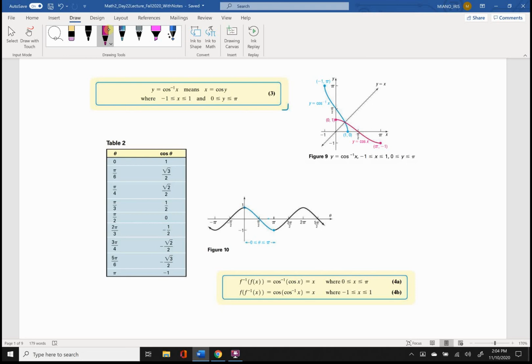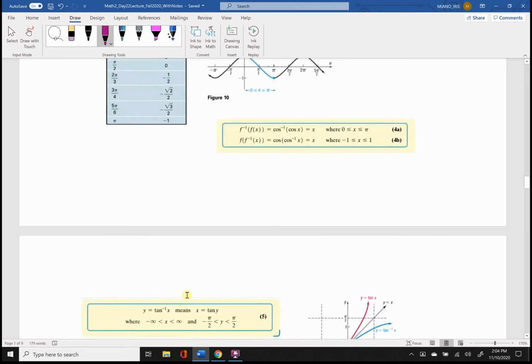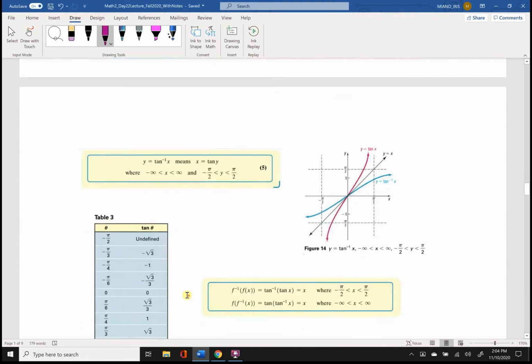Similarly, if we're going to compose a cosine function with its own inverse, they can cancel each other out, but only within these very specified intervals, depending on if you compose a cosine inside of the inverse or vice versa, okay? So we'll keep those things in mind as we go, because that'll sometimes eliminate some extraneous solutions.